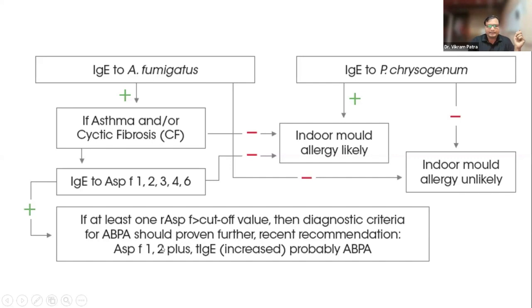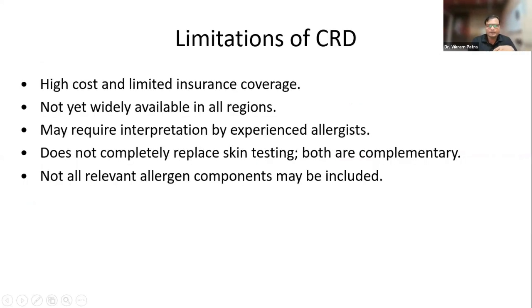A recent recommendation is Asp f1 and f2 plus a total IgE increase of more than 1000, but in some studies more than 420 has been shown to be more specific. Along with Asp f1 and f2, it hints towards the diagnosis of ABPA.